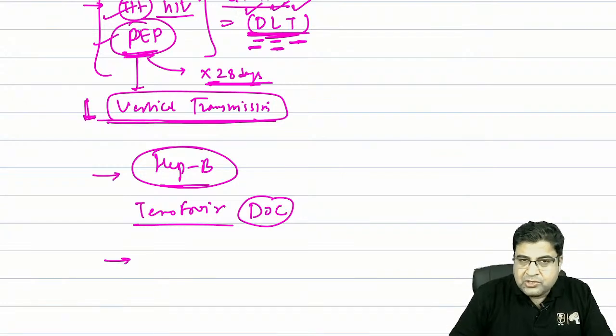So this also you can get after exposure to the blood of the patient. So this is also important to know, the drug of choice for hepatitis B, as well as the drugs that we can use for hepatitis B.